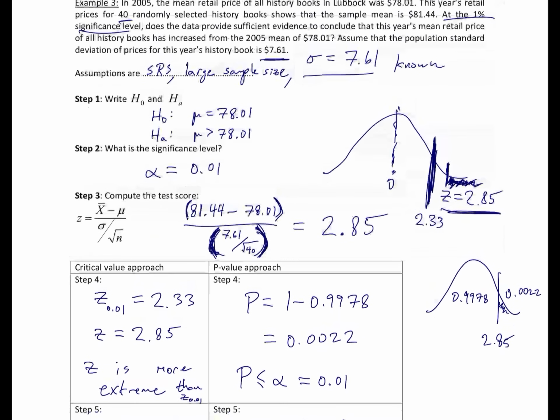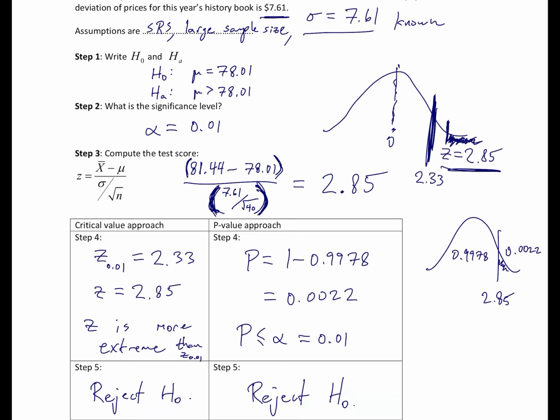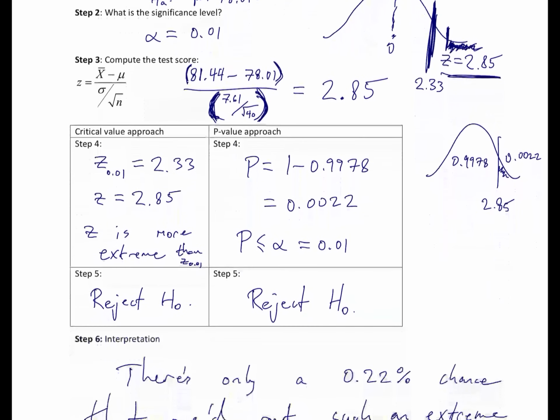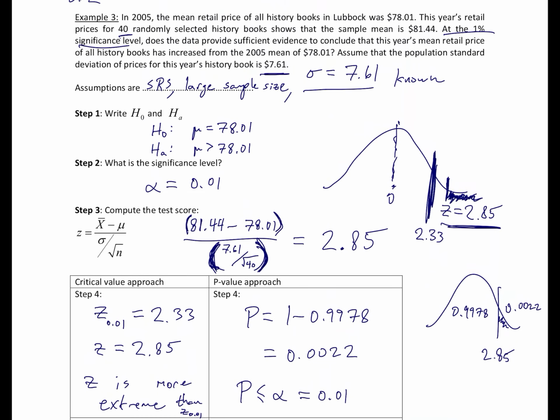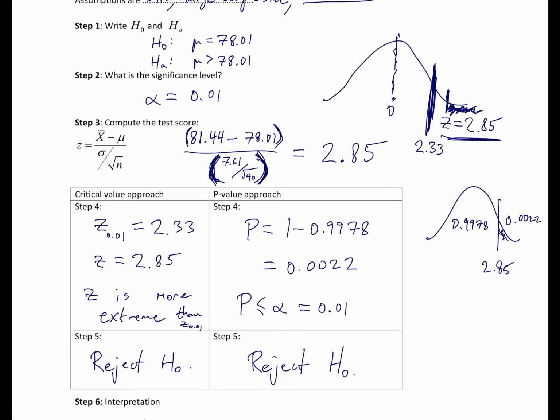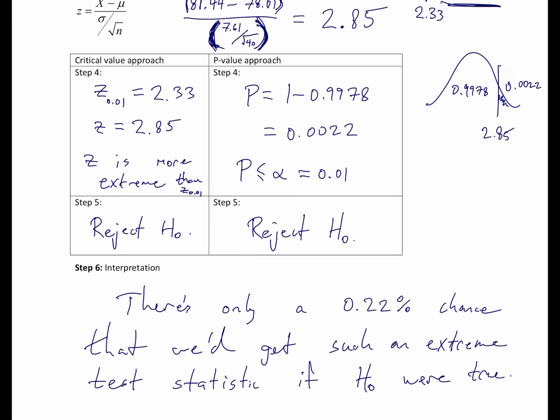In other words, if H naught were true, then we know that the distribution that we would be looking at would be something like this top one that I've drawn. But notice that the z-score that we got was far out to the right. It was at a 2.85 rather than something near 0. And because this lives past our critical value, or because it has a p-value that's small enough, in either case, we're going to reject H naught. We suspect that the actual average has increased since 2005.